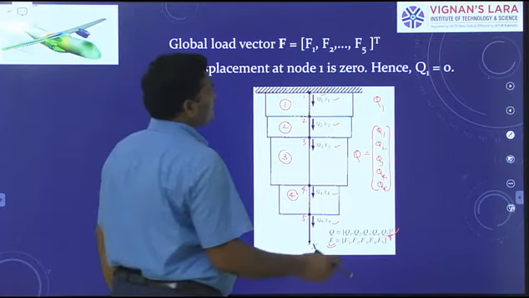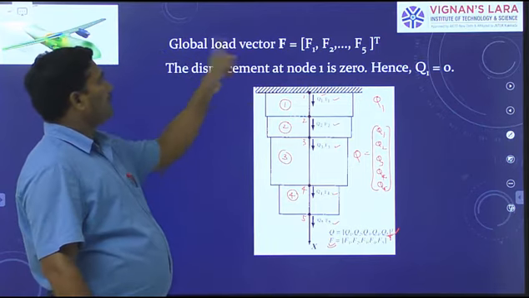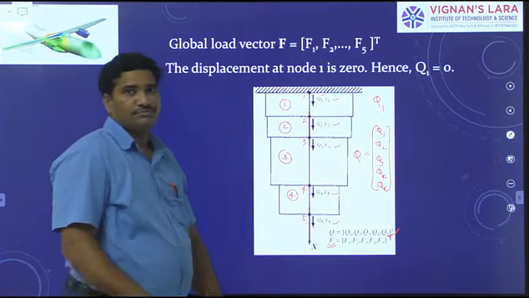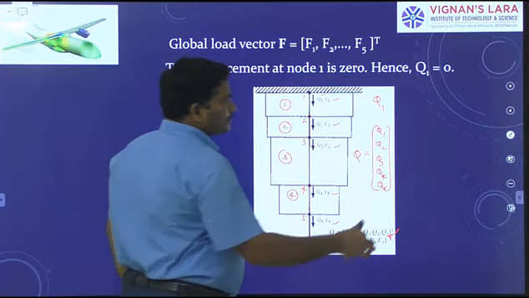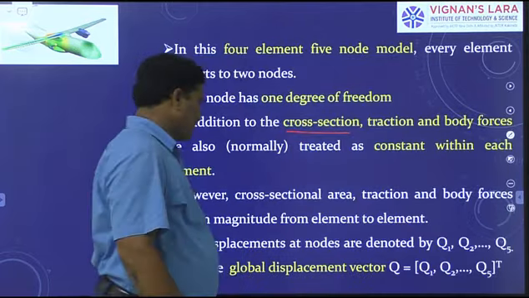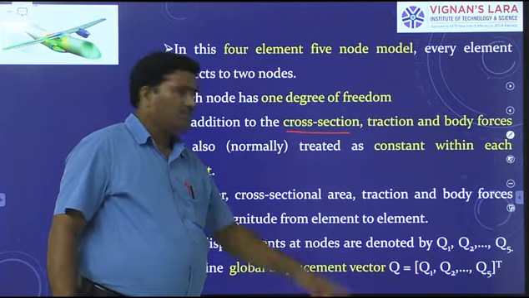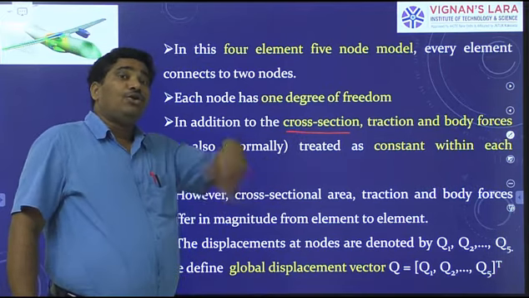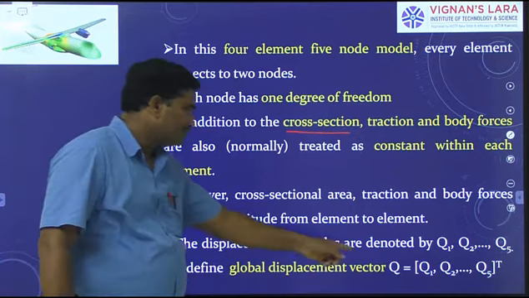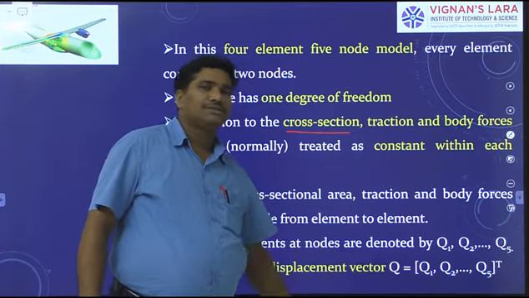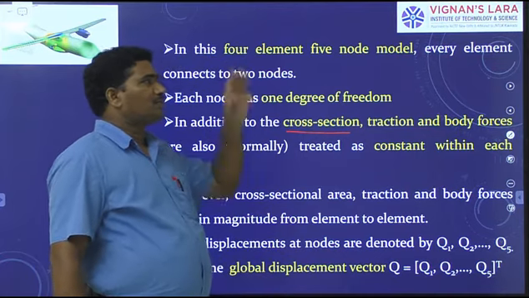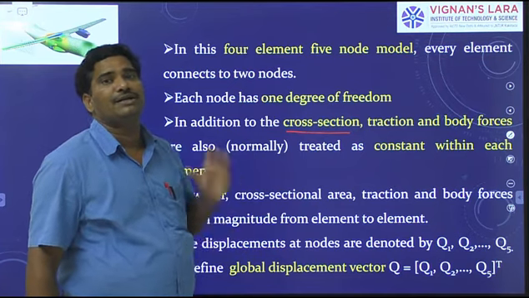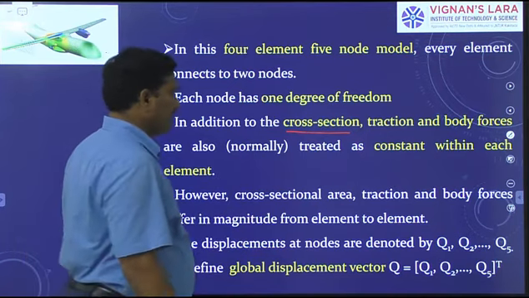Understand? That is what I have written here. Global load vector. It is the transpose of a row matrix. And global displacement vector Q I have defined here. So Q is the transpose of a row matrix. If there are n nodal displacements in the domain, then how do you write this Q? Q is a column matrix having the elements Q1, Q2, Q3, Q4, Q5 and so on. It ends with Qn. Understand? Right.